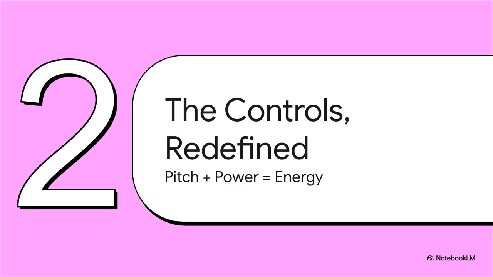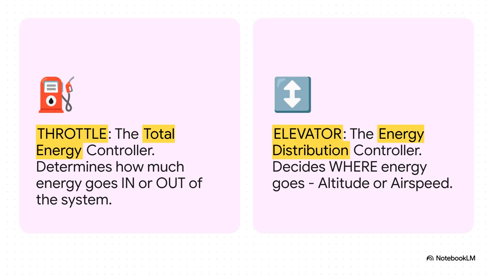So if altitude and airspeed are really just two different pockets for the same energy, what do the controls actually do? Well, this is where we need a completely new mental model for what it means to fly a plane. Okay, this is the big idea right here. The throttle doesn't just control speed. It's the total energy controller.